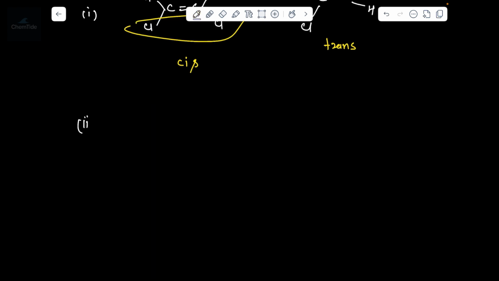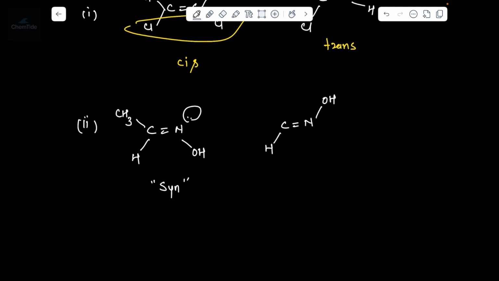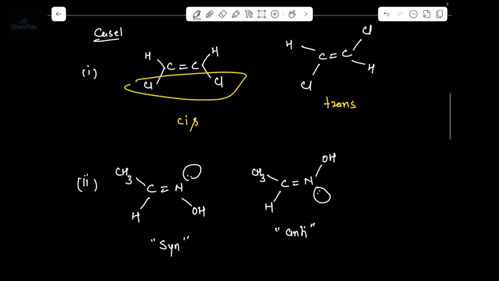We have a second example where carbon is double bonded to nitrogen. Here is a lone pair, and there is hydrogen and OH. We can see different substituents are present, so in that case these are geometrical isomers, and the names we write are syn and anti. When the hydrogen and OH are on the same side, it is syn. But when the hydrogen and OH are on opposite sides in the C=N bond, it is named anti. So all are geometrical isomers, only the name changes. When carbon is connected with carbon, you use cis and trans. When carbon is connected with nitrogen, you use syn and anti.